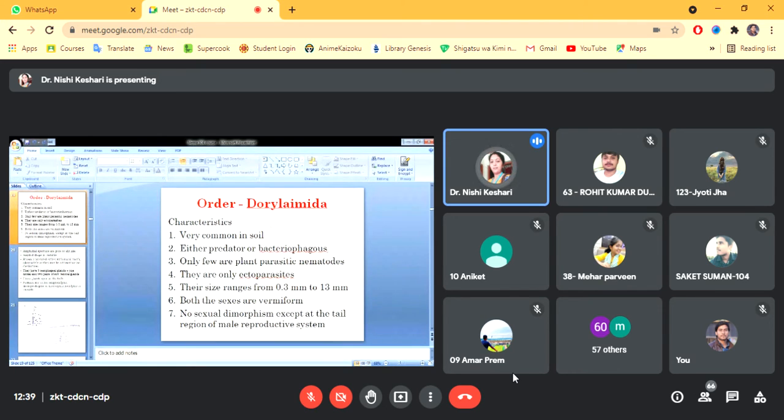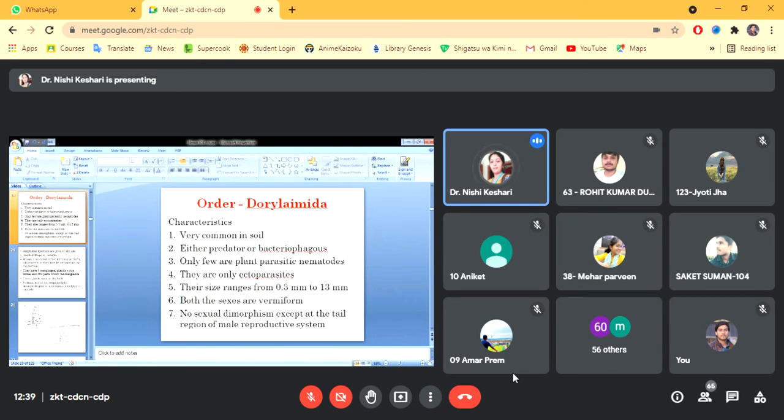And these nematodes have very clear-cut stylet recognition. When you see under the microscope, you can easily see that two stylets are there, or three stylets, or one stylet. These Dorylaimids are very common in soil. Whenever you wash any soil, you can find them. They may be either predators or bacteriophagous, and some very few are plant parasitic nematodes. So we will study only the plant parasitic nematodes.